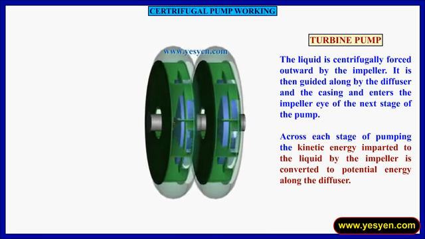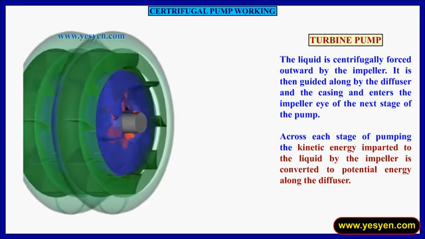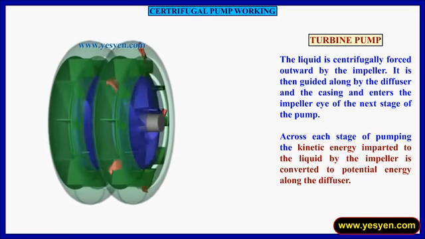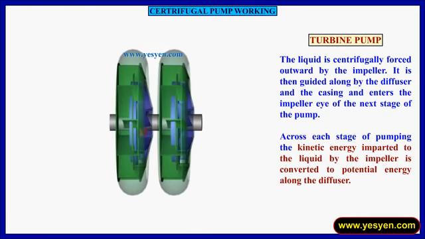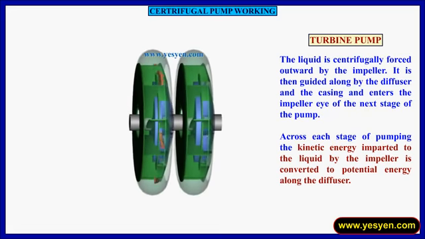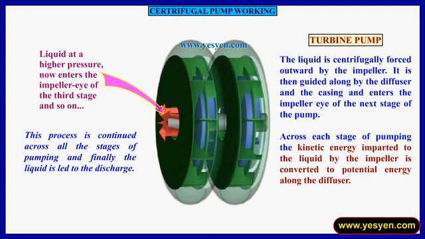of the pump. Across each stage of pumping, the kinetic energy imparted to the liquid by the impeller is converted to potential energy along the diffuser. Liquid at a higher pressure now enters the impeller eye of the third stage and so on. This process is continued across all the stages of pumping and finally the liquid is led to the discharge.